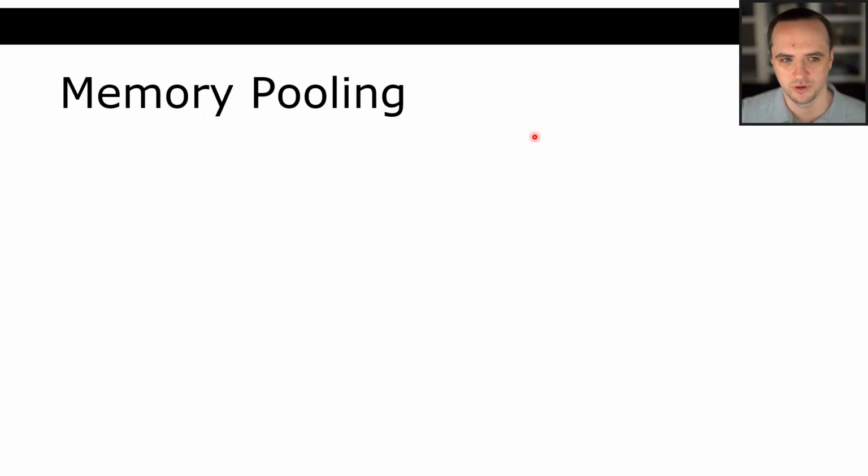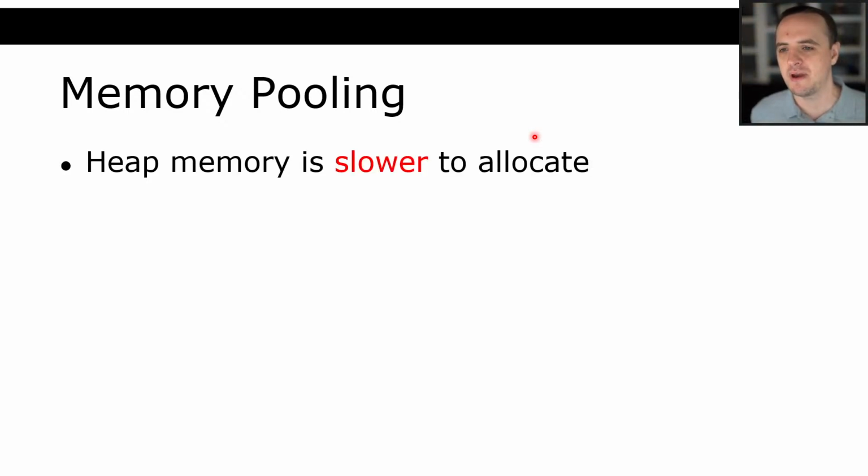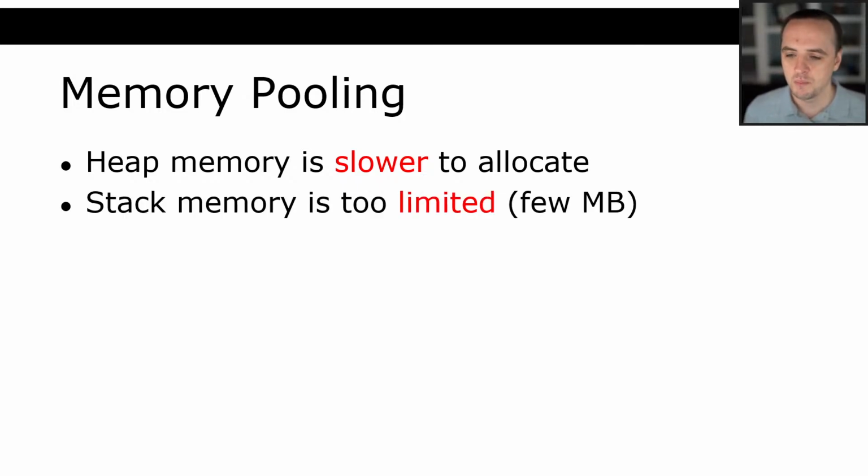So what is memory pooling? So heap memory is slower to allocate. It's very, very, very slow to allocate heap memory. But the problem is we need heap memory because the stack memory is too limited. You only maybe have a few megabytes, right?